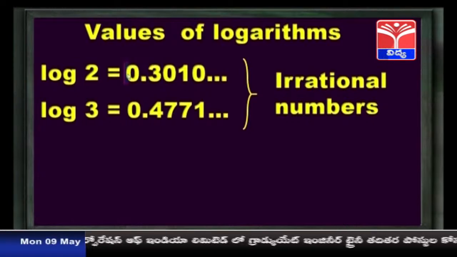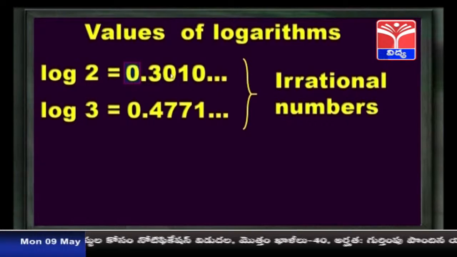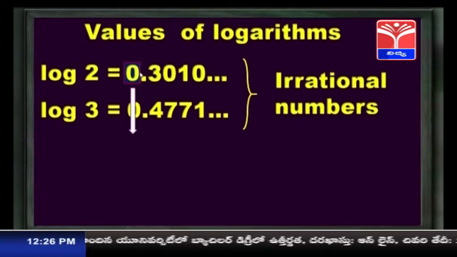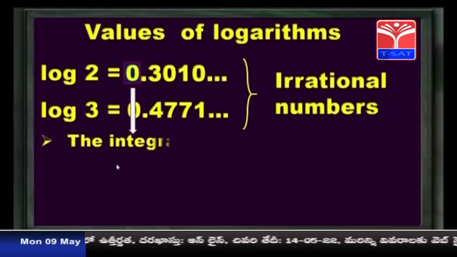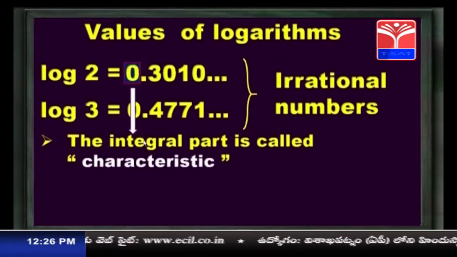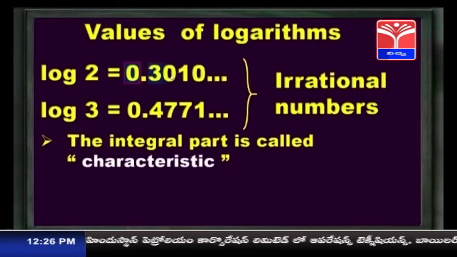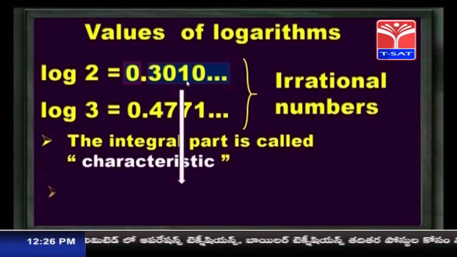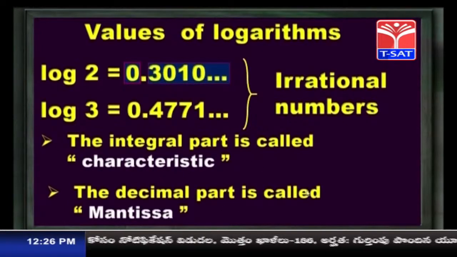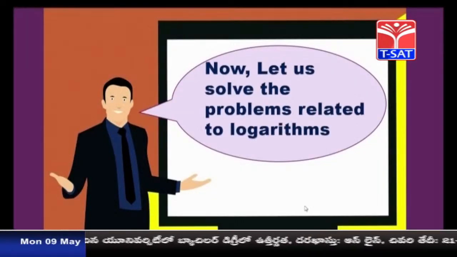Now if you observe 0.3010, 0 is called the integral part and 3010 is called the decimal part. So now 0 is called the integral part and this integral part we will call the characteristic of the logarithm. So 0 is called the characteristic, and 3010 is the decimal part, and this decimal part is called the mantissa. The integral part is called the characteristic and the decimal part is called the mantissa. Now let us solve the problems related to logarithms.